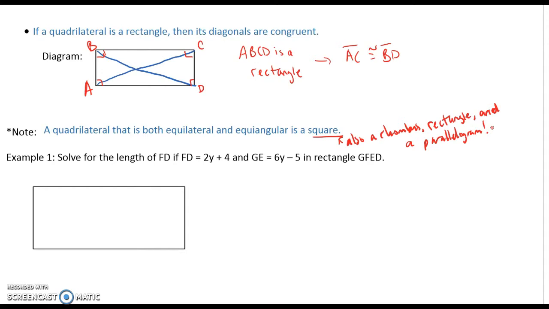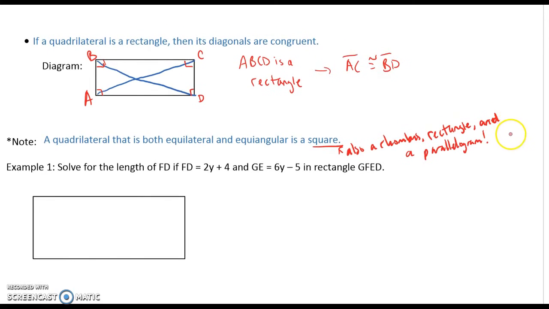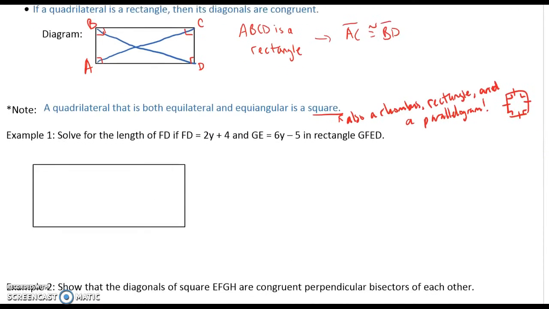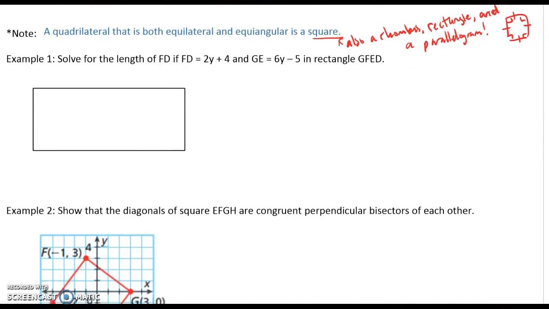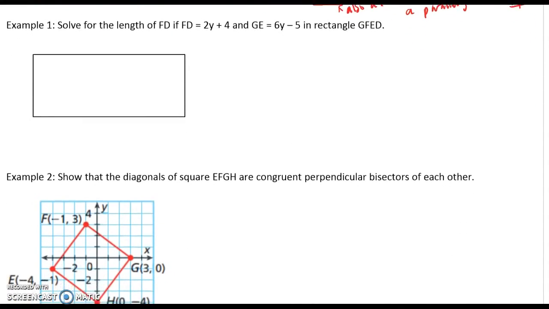Diagonals are congruent and bisect each other and bisect opposite angles and all that good stuff. Opposite sides are parallel, congruent, etc., etc., etc. So that's something to make a note of if you see a square, which would be drawn like this, right? So you'd have four congruent sides and four congruent angles, or you'd see the word square. Okay, let's do a couple examples and then we will be done with this video.